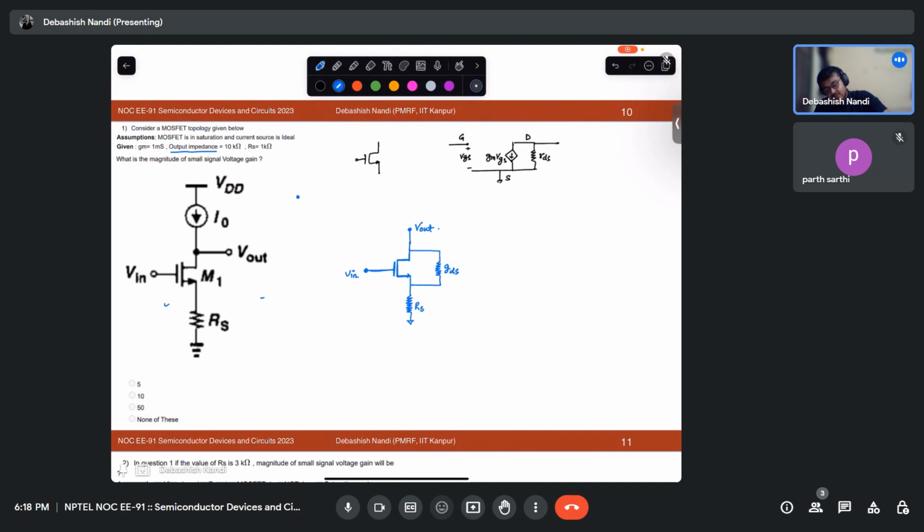And what about this stuff? Where will this go in the small signal? Please unmute and tell me. That is short circuit. Why? Just telling won't be enough. You need to give reason. In a small signal, we only see the AC. DC should be ignored.